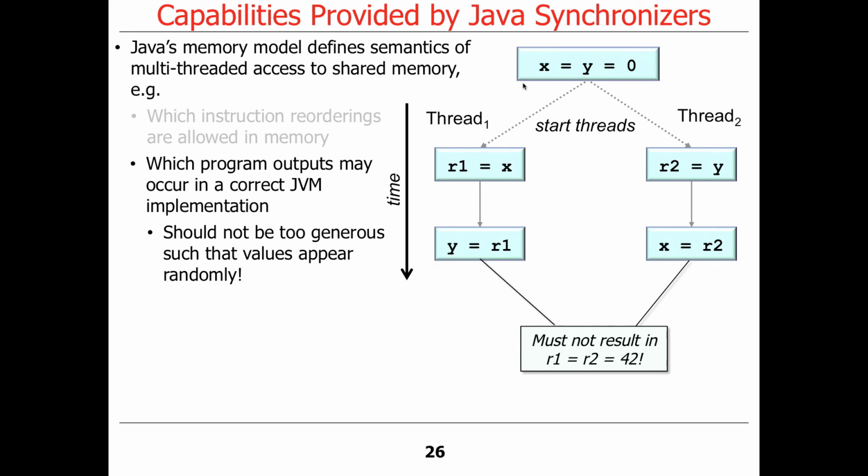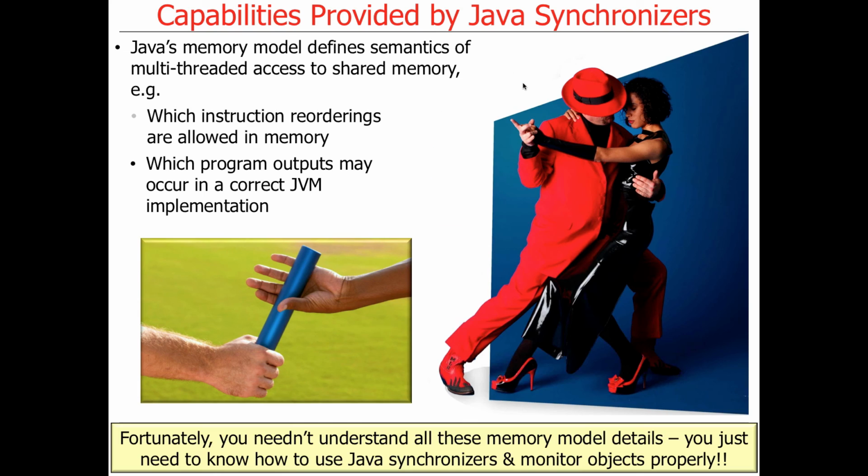So even if we rearrange the output, we don't want the values to be some incomprehensibly strange value, like 42, right? That wouldn't make any sense. The good news is you don't have to know all these details. You need to know that if you don't follow the proper patterns and protocols of synchronizers and monitor objects, which we'll talk about in a second, you'll end up with inconsistent results that are unexpected and hard to reason about.